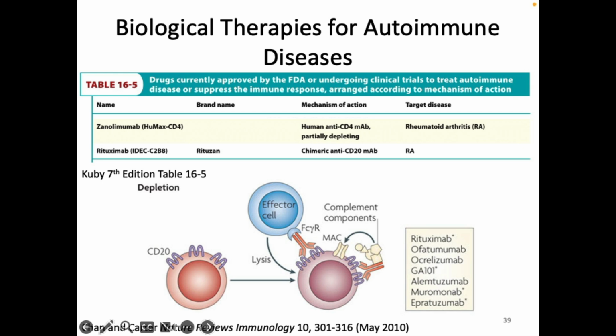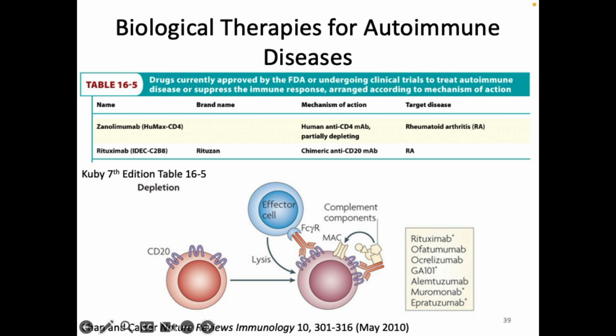And so the first idea for using antibodies to be specific and to deal with autoimmune diseases was to use antibodies like zanolimumab or rituximab, which is one of the really famous ones. These are both used in rheumatoid arthritis, and they do things like binding to either CD4, which are all CD4 T cells, or rituximab, which is a pretty famous one, binds to CD20, which is on activated B cells.